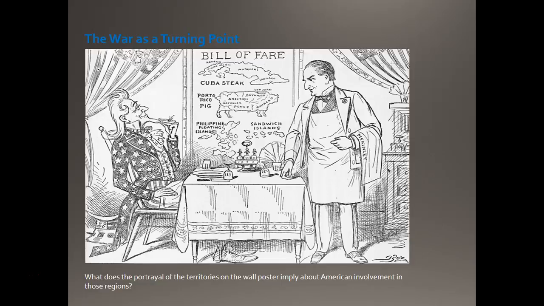As this actually shows here, you can see that Uncle Sam basically is enjoying his newly acquired territories. That is the purpose of this political cartoon.